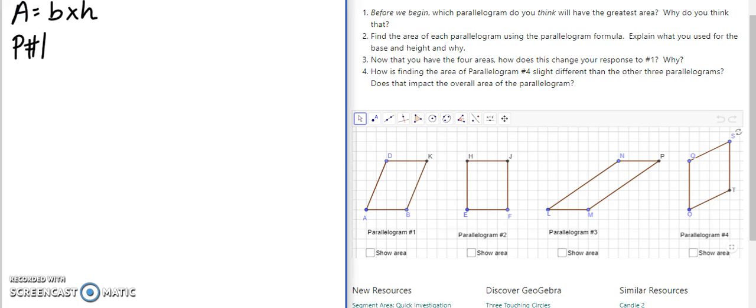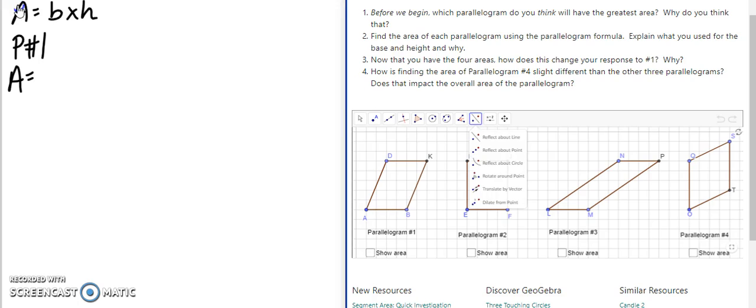If I look at parallelogram number 1, I can use my tools here to help me out. My base is, I'm going to use segment AB because that's easy to measure. We talked about that earlier, but it's easy to use my grid. I can get the distance across there and see that that's 4 units, or 4 centimeters if we're using the measurements with GeoGebra.